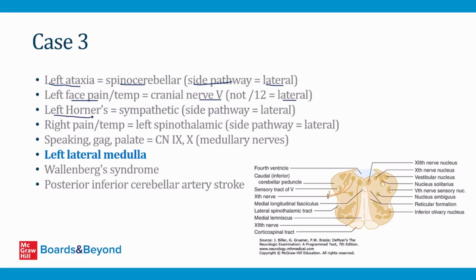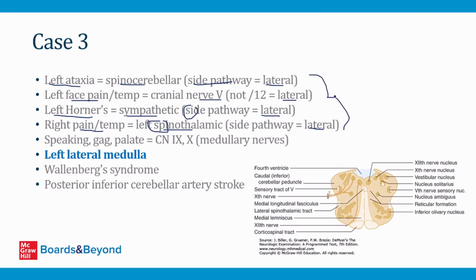The Horner syndrome on the left side means the sympathetic pathways are involved. That's a side pathway, and therefore that's another indication of a lateral lesion. And then we have right-sided pain and temperature loss, which means there's a left spinothalamic tract lesion. Spinothalamic tract is another S or side pathway, so this also tells us it's a lateral lesion. So we have all this evidence of a lateral lesion.